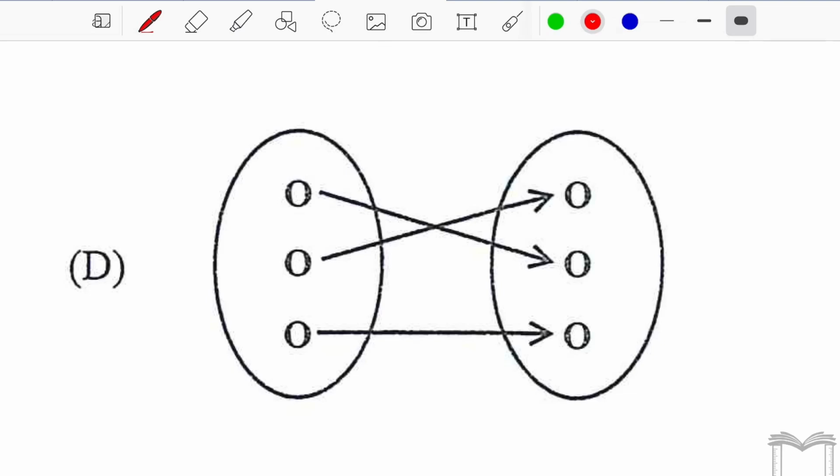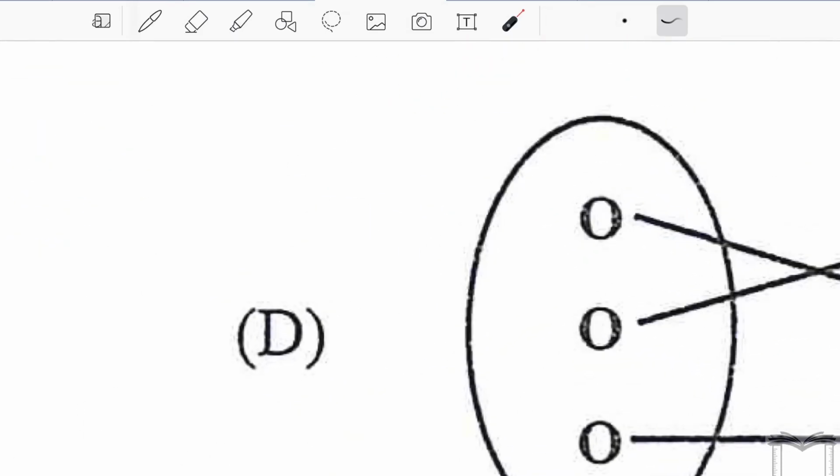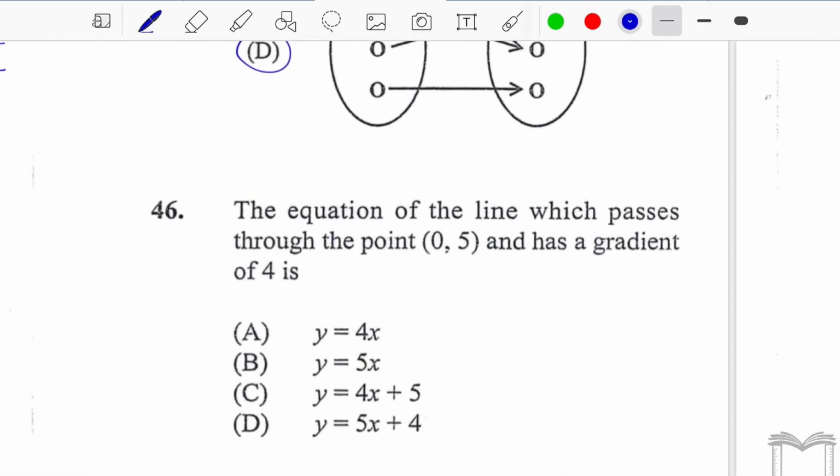But let's take a further look at D. So indeed, this is one-to-one, right? Each member of the x, or each x value, is mapped onto one y value. So this here is a function. I know some persons would have difficulty with this, so I took my time to explain this. Right.